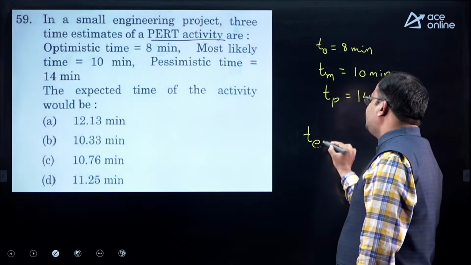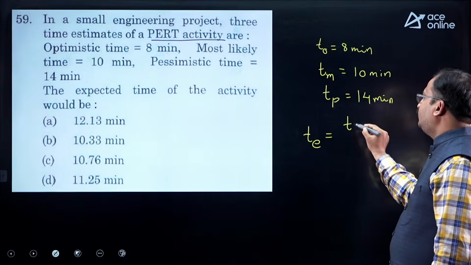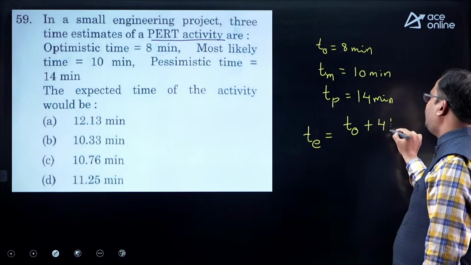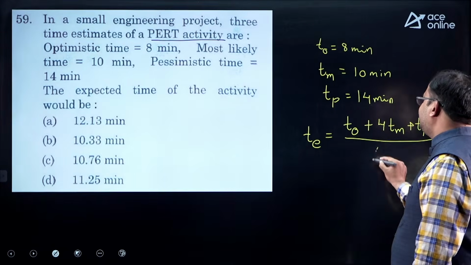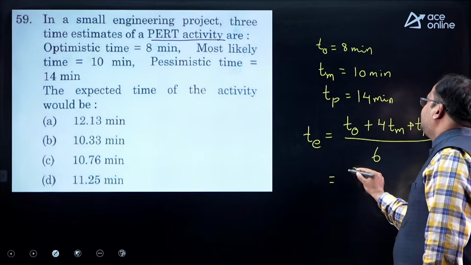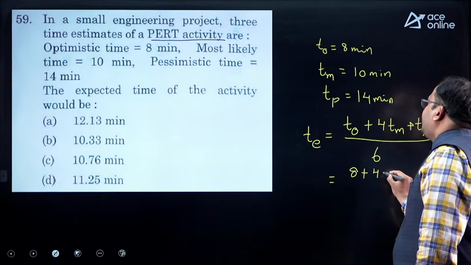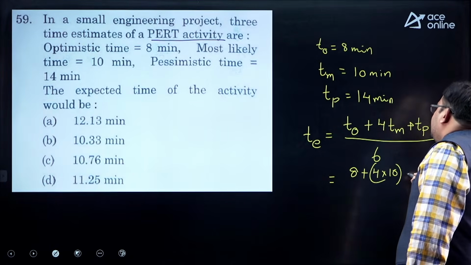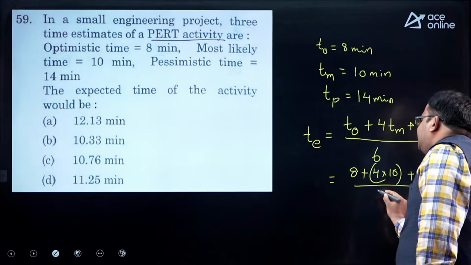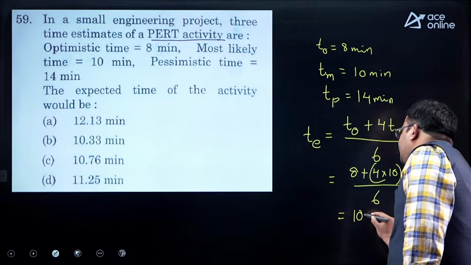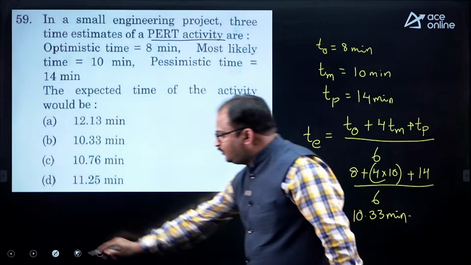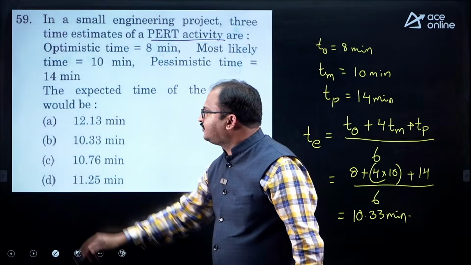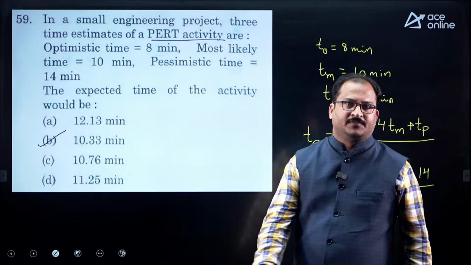The formula is very simple. Te is equal to (T naught plus 4 Tm plus Tp) by 6. So, from this, (8 plus 4 into 10 plus 14) by 6. So, approximately you will get 10.33 minutes. So, the correct answer for this particular question will be option B. Okay.